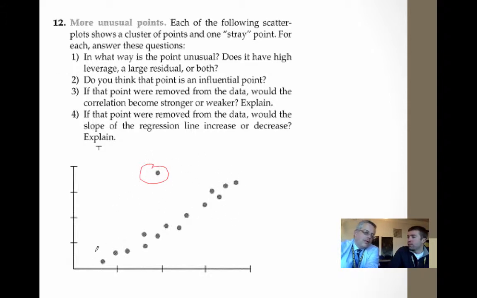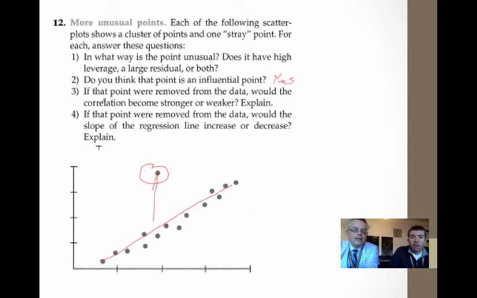But this one's kind of near the middle. Yeah, it's right in the pack. You've got to think horizontally. Horizontally, the x value is kind of near the average x value, so it may have low leverage, but it does have a high residual, and it's going to pull the line up. Yes. Okay. All right. So is this an influential point? It's going to have some influence. It's going to change the slope of the line, and it changes the correlation. So yes.